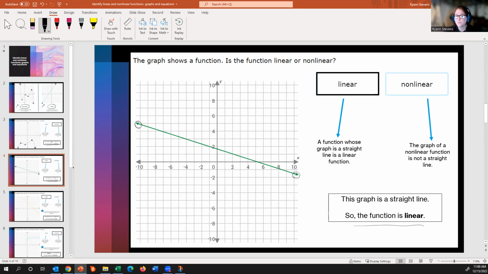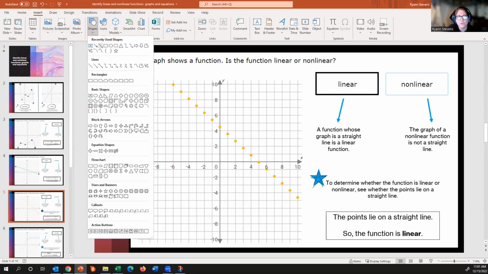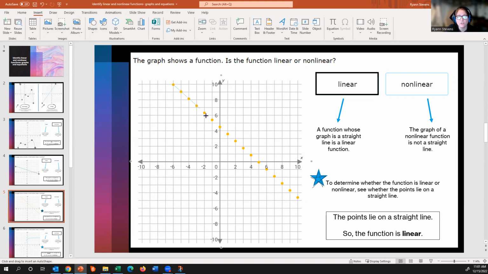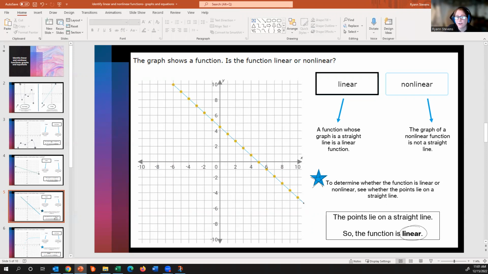Now, as you work through this activity, these questions have the line drawn for us, but what happens if the line is not drawn for us? To determine whether the function is linear or non-linear, we want to see whether the points lie in a straight line. So I'm going to draw my straight line to see if all these points lie on the same line. And we can see from drawing this line that yes, they do lie on a straight line. And so we would say that this is going to be a linear function.